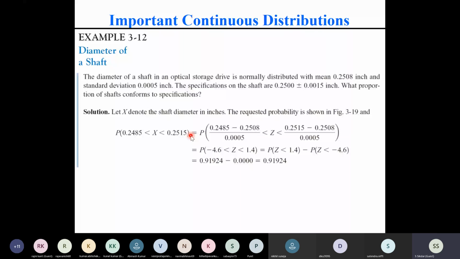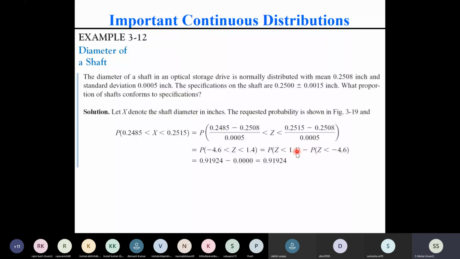Once you do that, as I said, you have to standardize to the Z score value. So it is x minus x bar, where x bar is the mean value, divided by sigma, the standard deviation. You put the values there. Ultimately one is z1 and another is z2, and you have to take the area in between these.